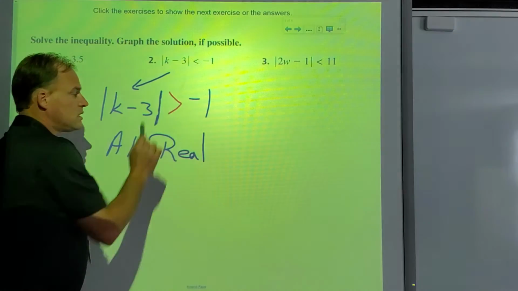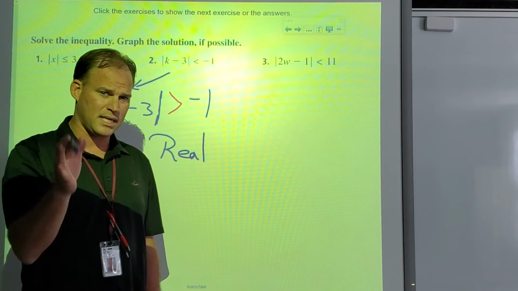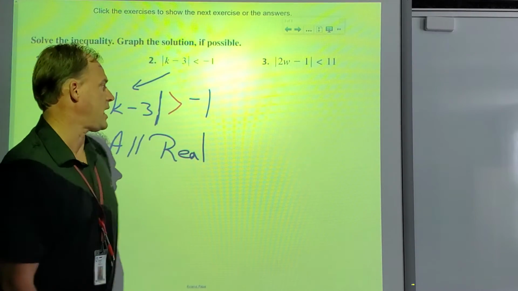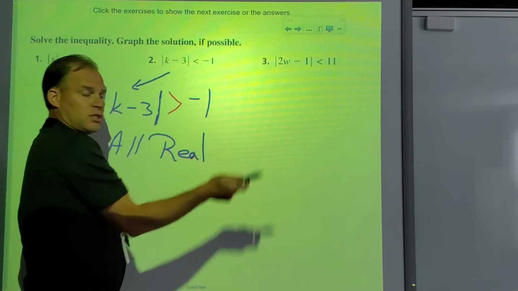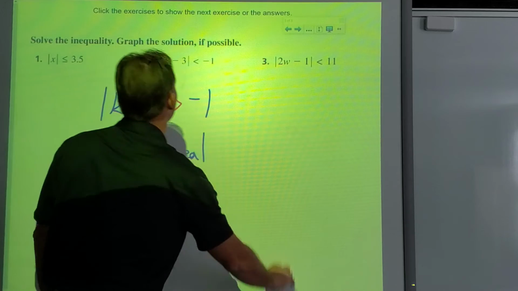The direction of the sign matters a lot. So be careful. It's not automatic with a negative number that it's no solution. You got to think about it. All right.